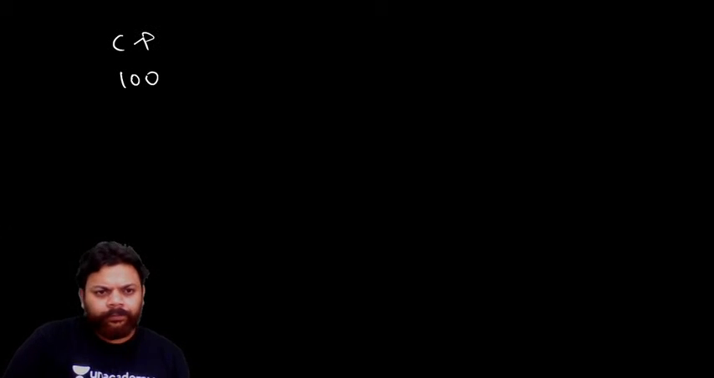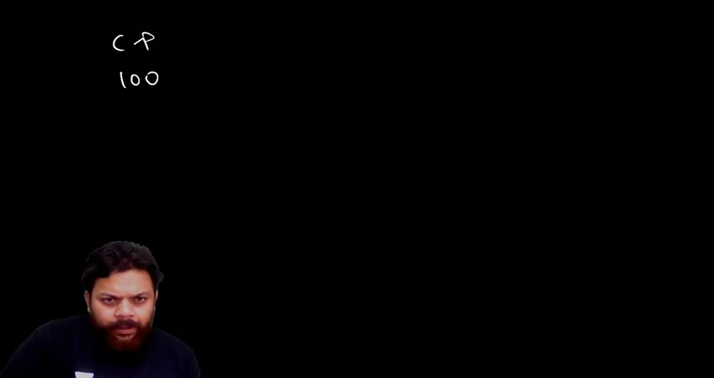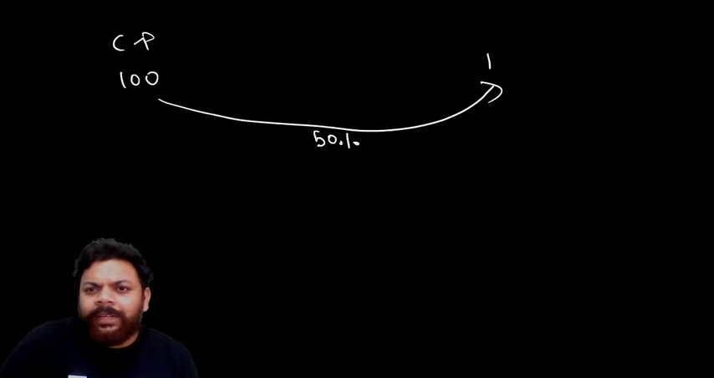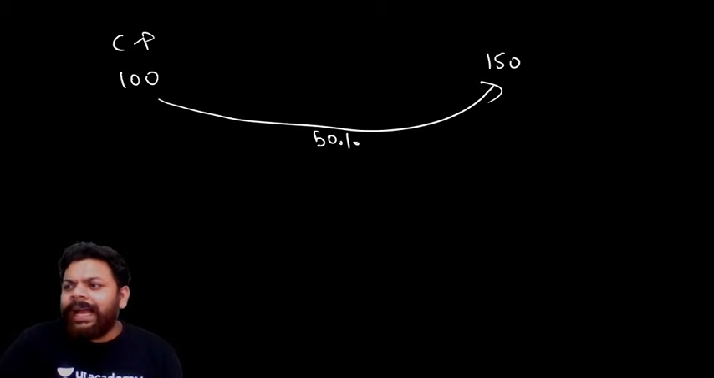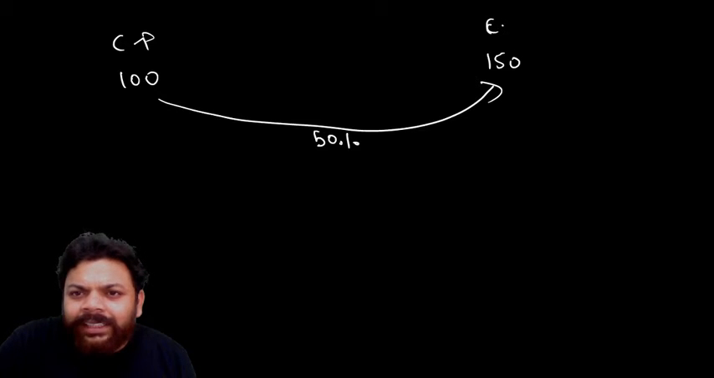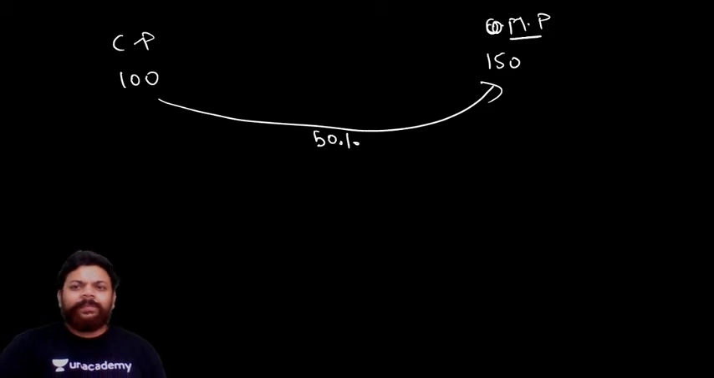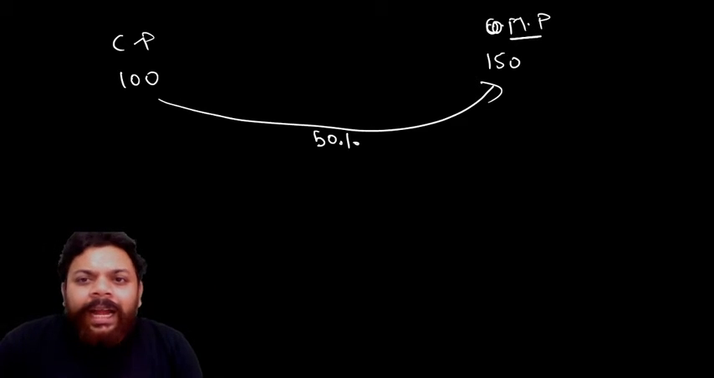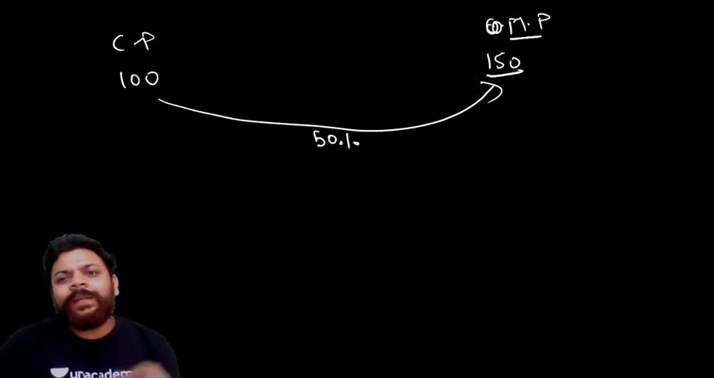Okay, so just this concept. If 100 rupees is my CP, and I have increased it by 50%, that means now this is going to be 150, and I am considering this one as marked price. That means I am buying a product for 100 and I have put a label of 150 on it.